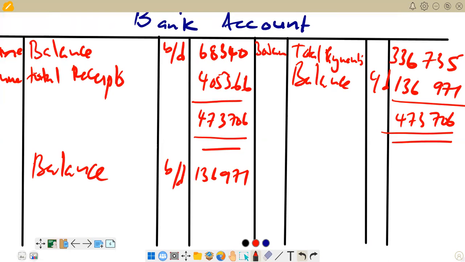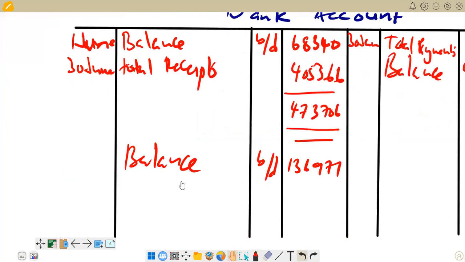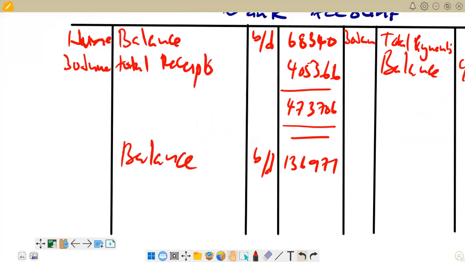And then the date for the balance b/d will be the first day of the next period. The period is ending on 30th June, so the first day of the next period is going to be 1 July. So this is what we have in terms of the bank account. Then we can move on to the bank reconciliation part.